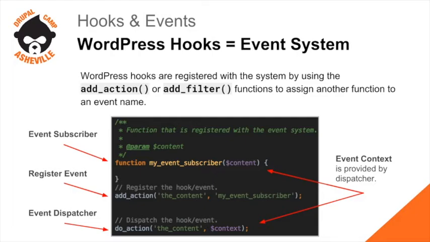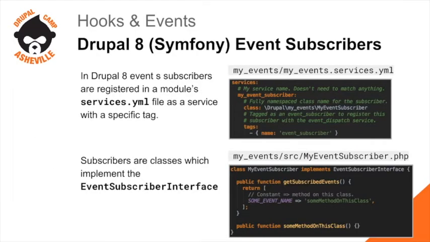And then the event dispatcher is just another function that says do action, the event name, and you pass in some values that are valuable to the event happening, the context. So this is the event context. Just to sort of give some examples of events.